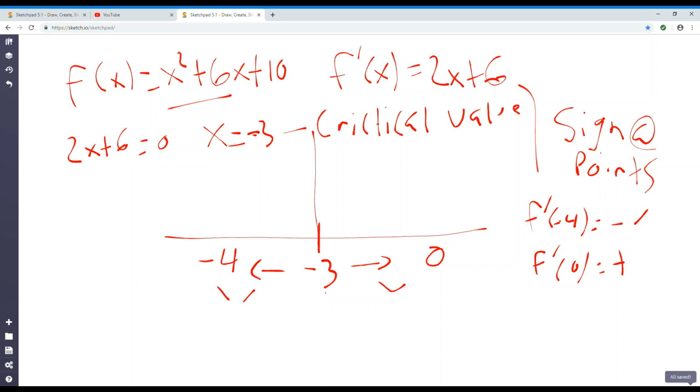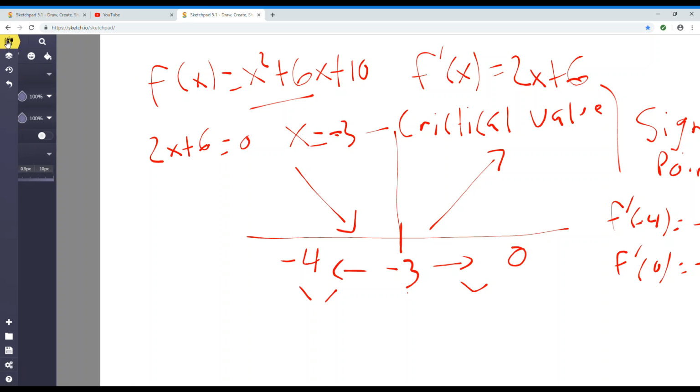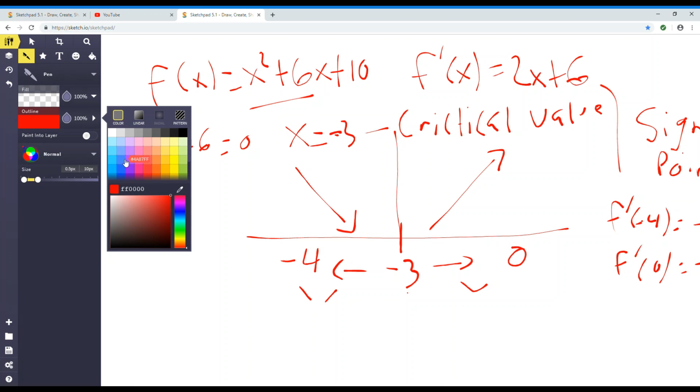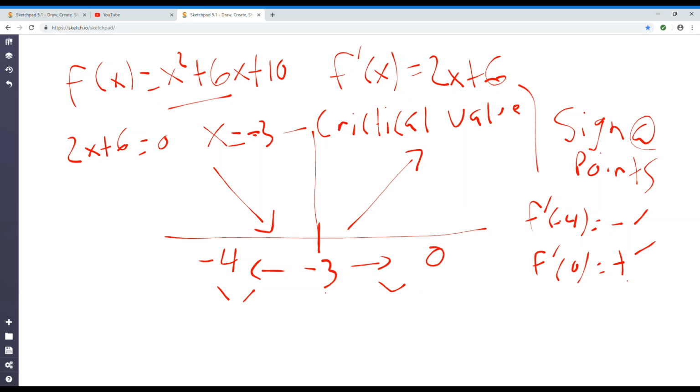So for all my negative numbers and all my positive, I'm going to show you how to write it with this graph. So if it's negative, write a downward arrow. If it's positive, write an upward arrow. Positive slopes go like that. Negative slopes go like that. Remember, f prime of x is our slopes.